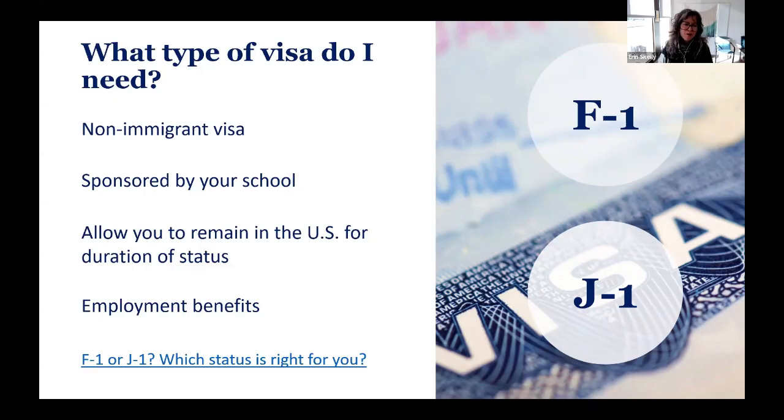But if you're not sure what's right for you, you can check our website, F1 or J1, which status is right for you. Just noting, most UC EAP come on a J1 visa. It's very rare for us to have an F1 on UC EAP. So if you're on EAP, you're probably coming on a J. But otherwise, most degree-seeking students come on an F.